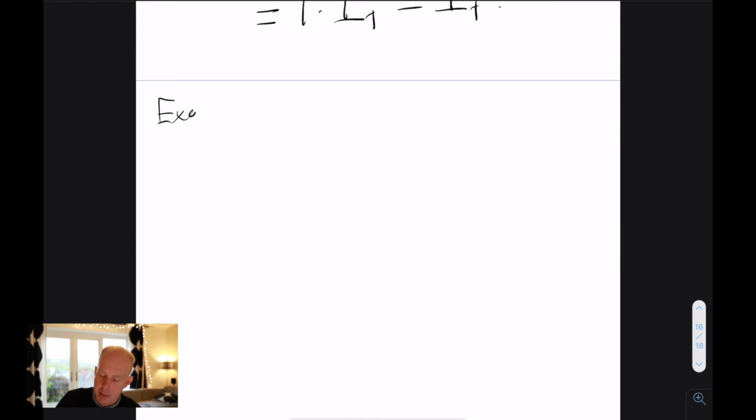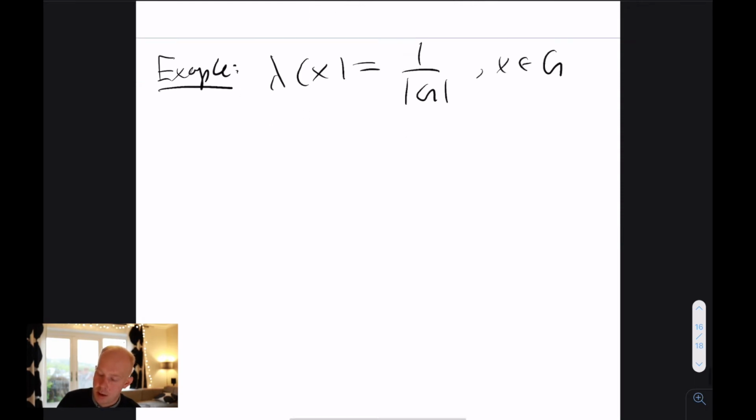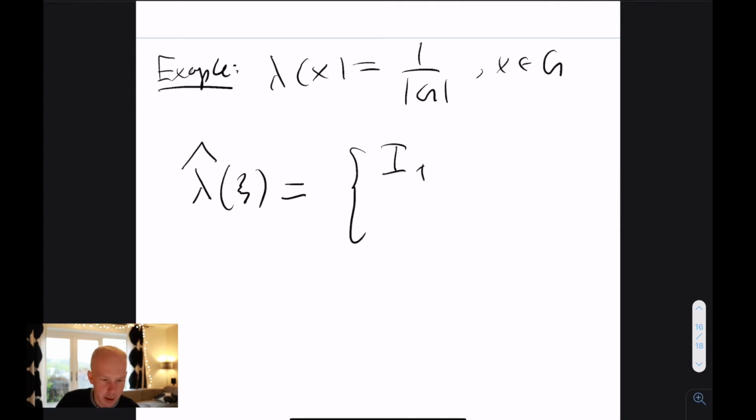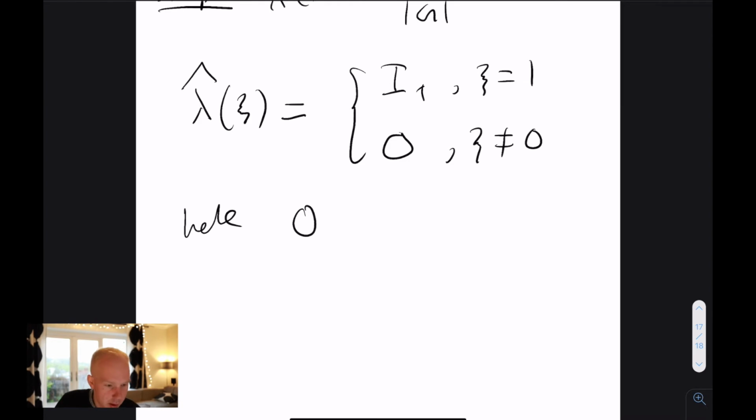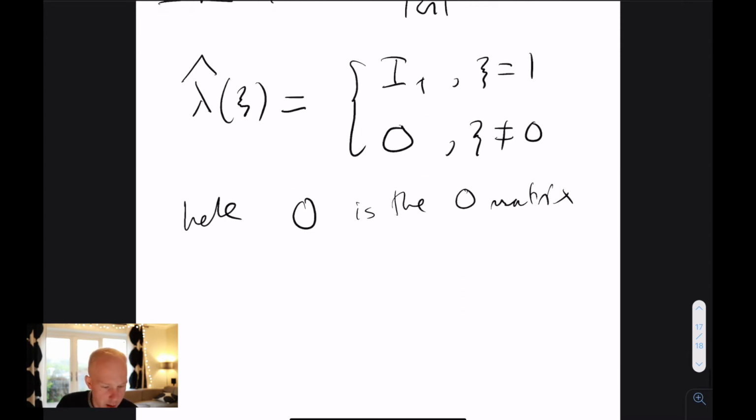Another example, which is maybe more illustrative, is the Lebesgue, or the uniform distribution. If lambda of x is this uniform distribution, x in G, then we can compute the Fourier transform to be, again, the identity matrix in the case of xi equal to the trivial representation, and the zero matrix when xi is non-trivial. This zero is the zero matrix, the zero map that maps every point to the zero point. You could think about this as a representation, like a zero representation.